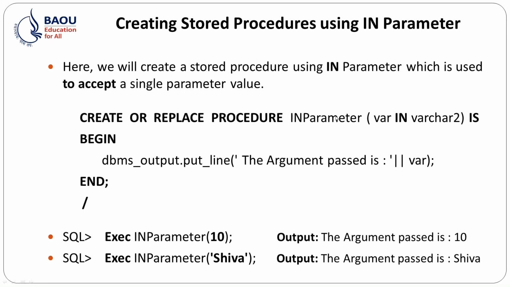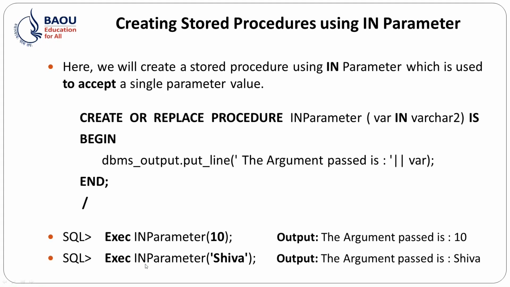then the procedure name and the parameter. So here the procedure name, in the bracket 10. So 10 is stored in the where variable, and the where variable displays the 10. So the message is the argument passed is 10. See the output.